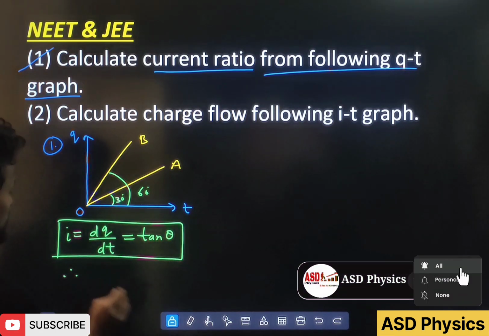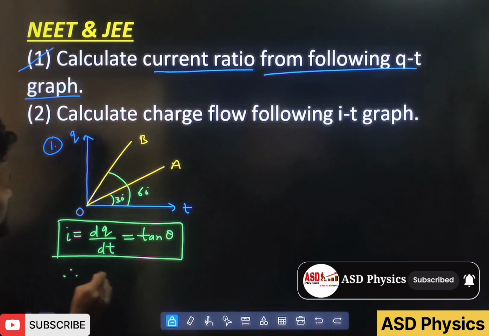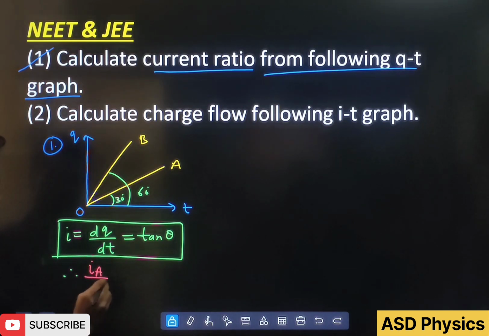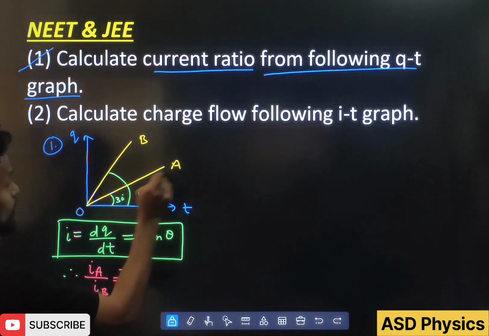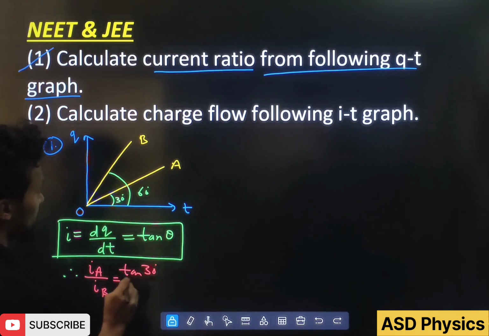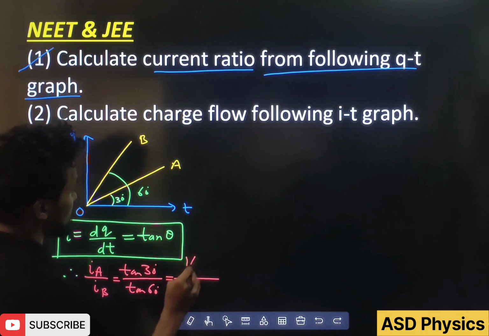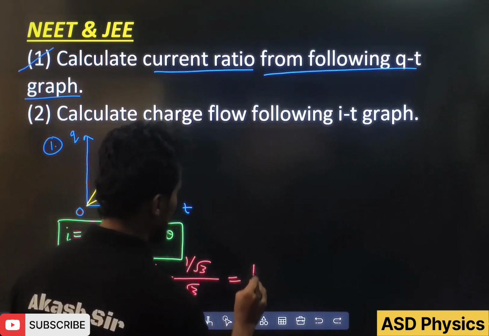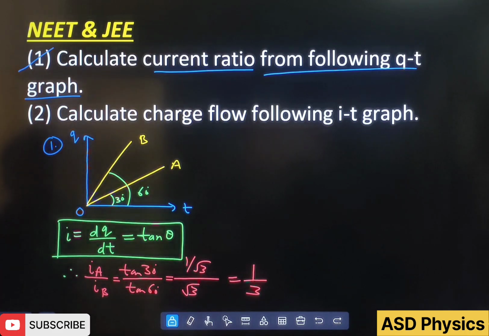Based on that, if I write the ratio of the currents IA by IB, it will be tan theta. For A, how much angle? 30 degree, and for B, 60 degree. Tan 30 is 1 by root 3. Tan 60 is root 3. That means it will come to 1 by 3. So the ratio of the current will be 1 by 3.